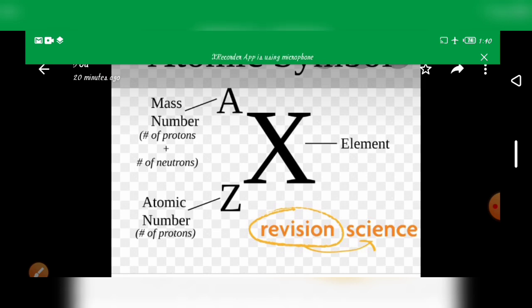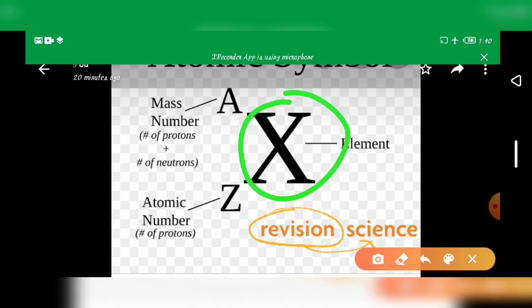Okay, how will you write the symbol? For the atomic symbol, this is an element. You have written it as X, Y, Z like that. From that, A and Z you must use correctly. The capital A always represents the mass number. It consists of protons and neutrons. Z always represents the atomic number. It is the number of protons or the number of electrons.